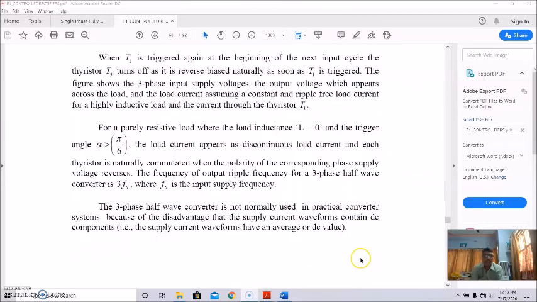The output ripple frequency for a three-phase half-wave converter is 3 times Fs, where Fs is the input supply frequency. The three-phase half-wave converter is not normally used in practical converter systems because of the disadvantage that the supply current waveforms contain DC components, that is, the supply current waveforms have an average or DC value.